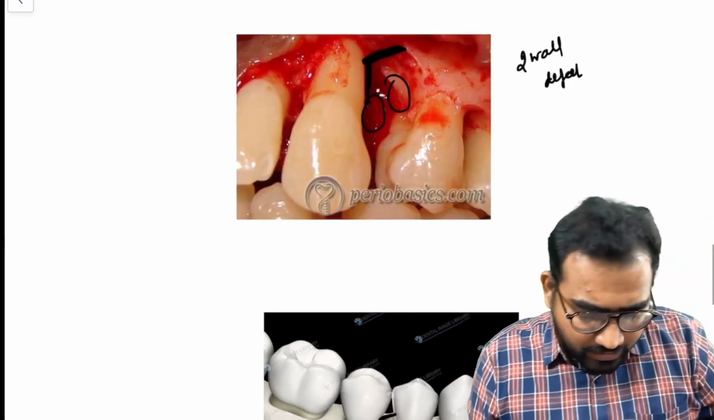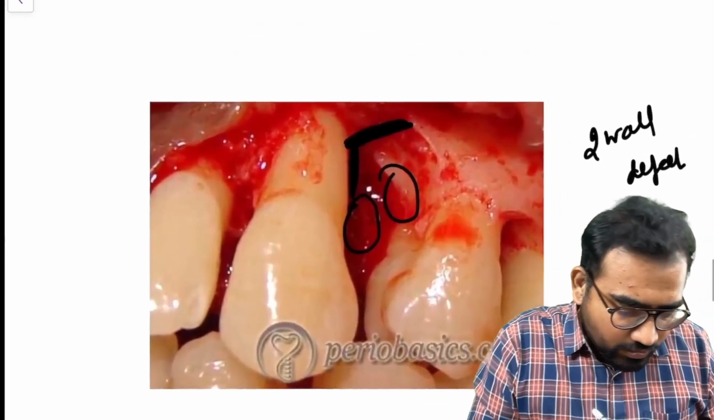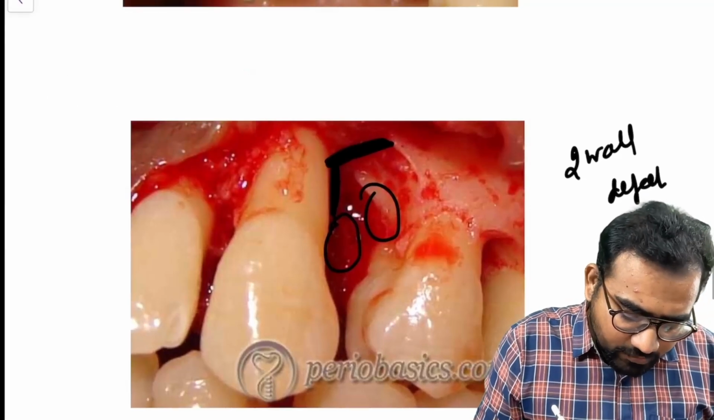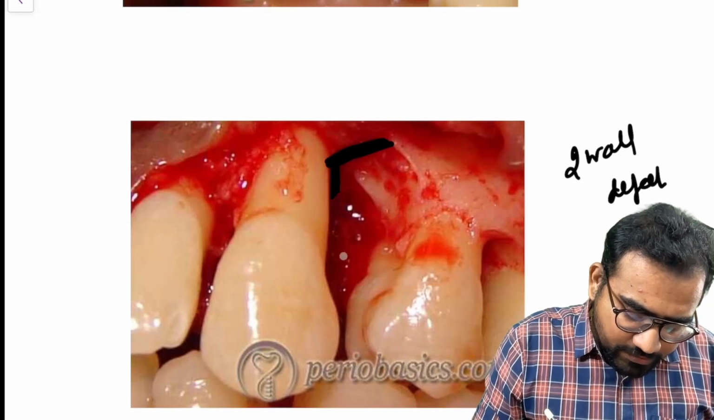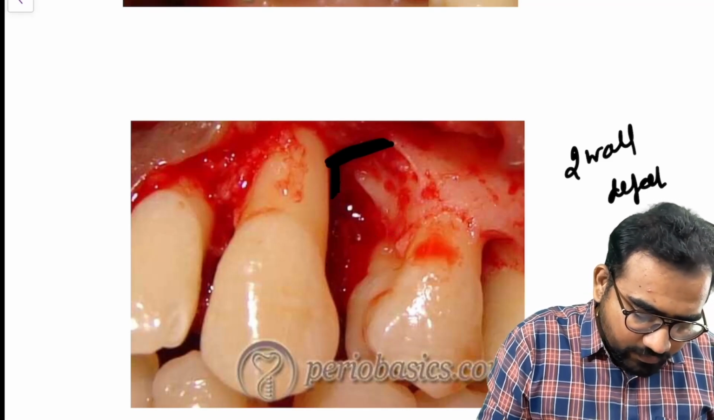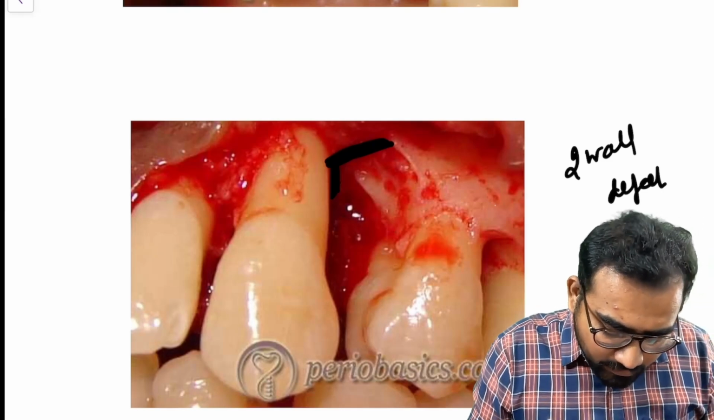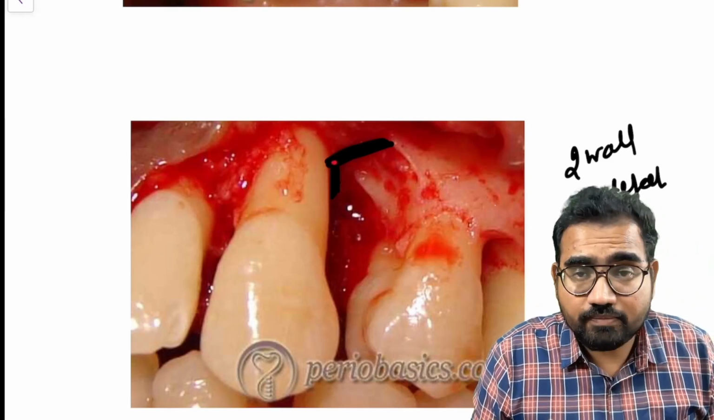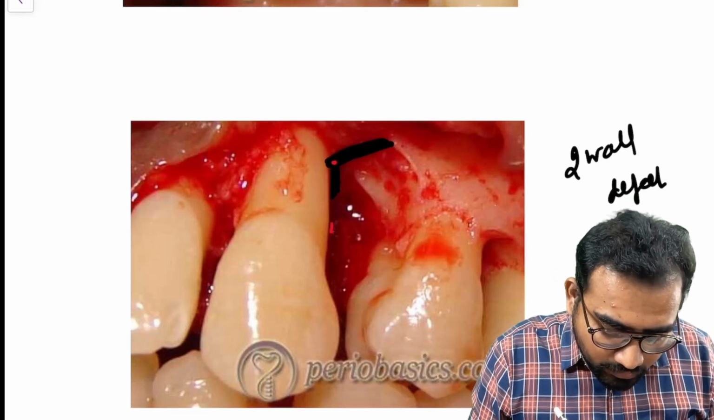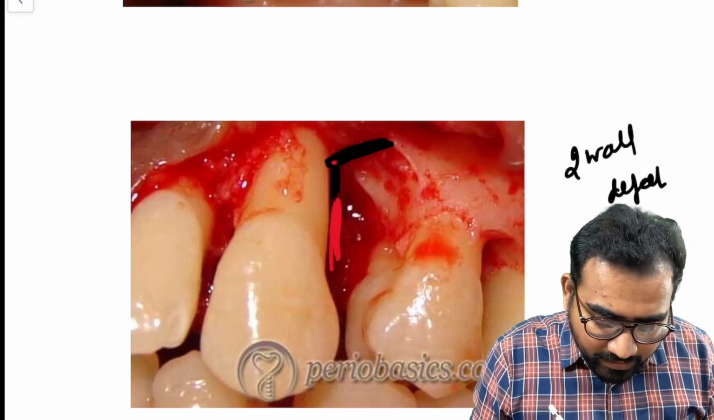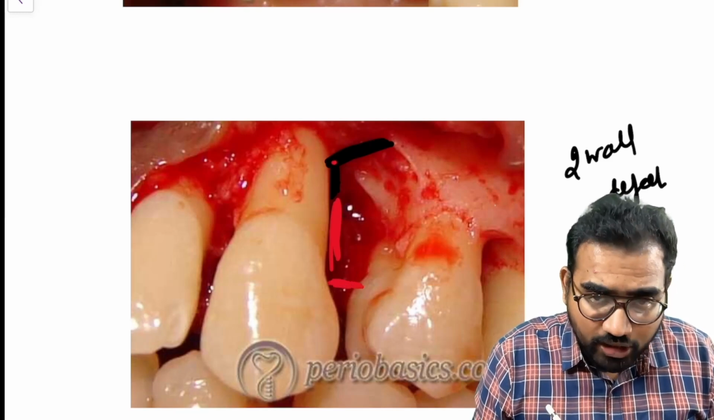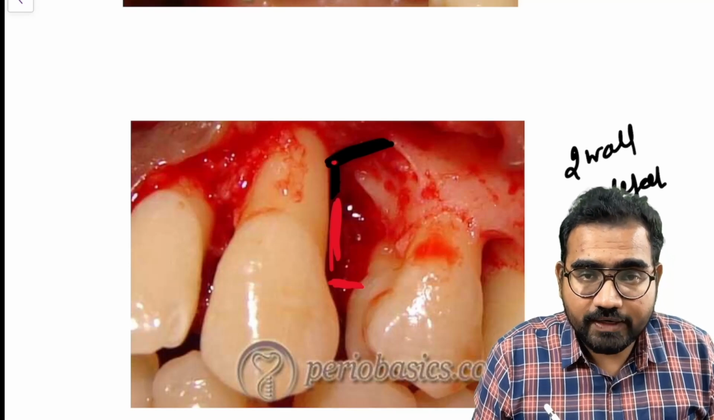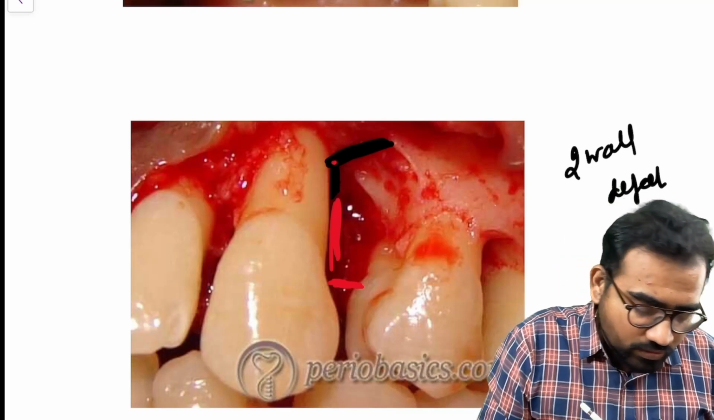Okay, so sometimes you see a one wall defect. One wall defect will be very similar to this. Okay, so imagine that this patient definitely is not having buccal bone, not the mesial bone. But in case the patient is not having the palatal wall as well, then this becomes one wall defect.